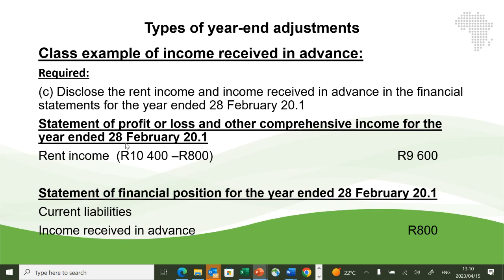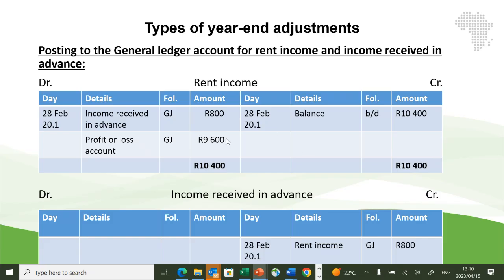So rent income, we've received how much? 10,400. We are saying minus what? 800. Why are we minusing 800? 800 does not belong into the current financial period. It belongs to the next financial period. So that's why we are deducting it. We're saying minus this 800. We are left with 9,600. This is the same 9,600 that we have transferred to a profit or loss account.